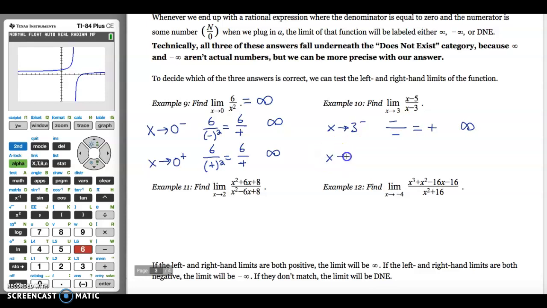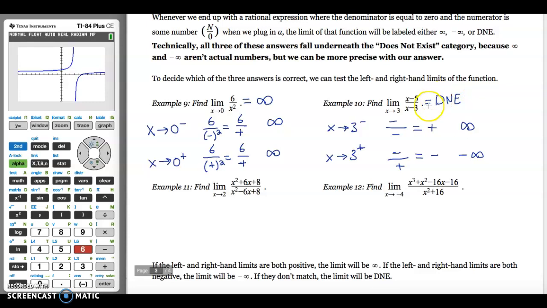But then let's look at a number very close to 3, but slightly greater than 3. So that'd be like 3.1, for example, or 3.0001. 3.0001 minus 5 would still be a negative number. And then on the bottom, 3.0001 minus 3 would be a positive number now. And so a negative divided by a positive would be negative, which means my right-hand limit would be negative infinity, which means because my left-hand limit and right-hand limit don't match, you get D and E.